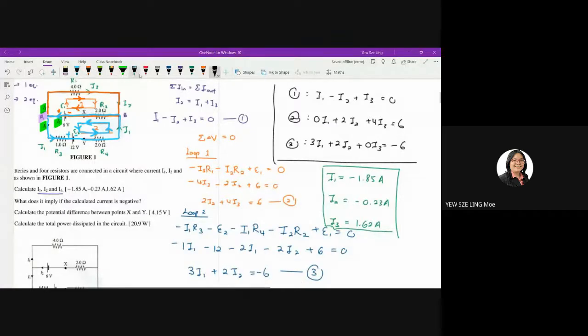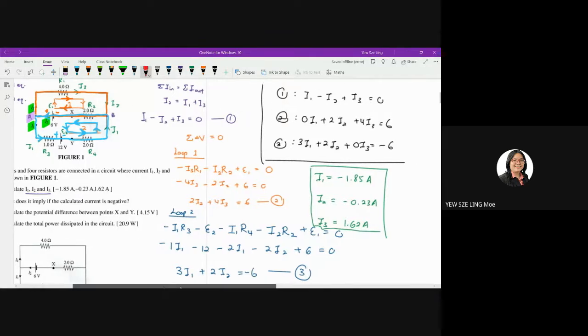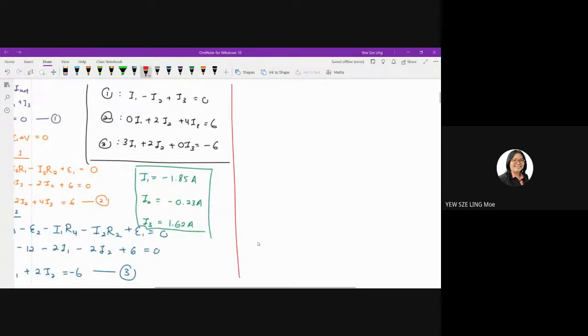Okay, so now let's look at question B, question 2. What does it imply if your calculated current is negative? I remember I told you before, that is because the actual direction of the current flow in the circuit is opposite to your chosen direction, the direction of I that you sketch in the diagram when you apply Kirchhoff rules. How am I going to write it here? I don't have enough space now. Wait, I'm going to write it here. You just copy it.